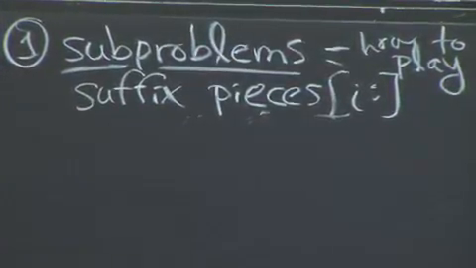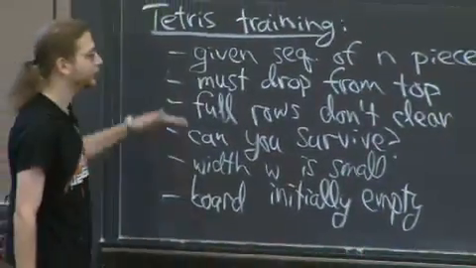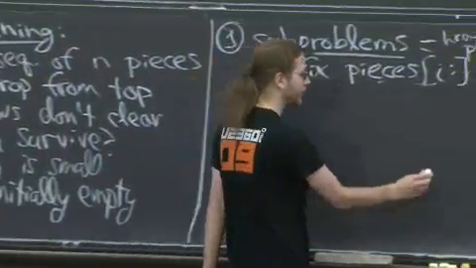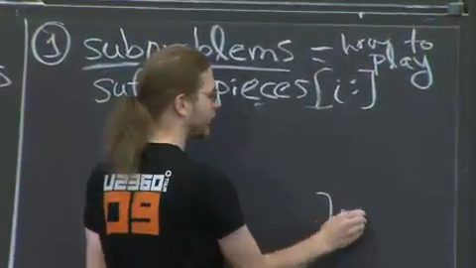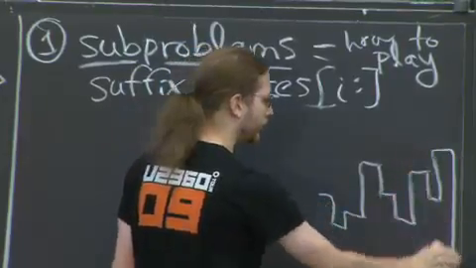And here's where I'm going to use all of these assumptions. If you always drop things from the top and rows don't clear, then all you really care about is how high each column is. This is what you might call the skyline of the board.